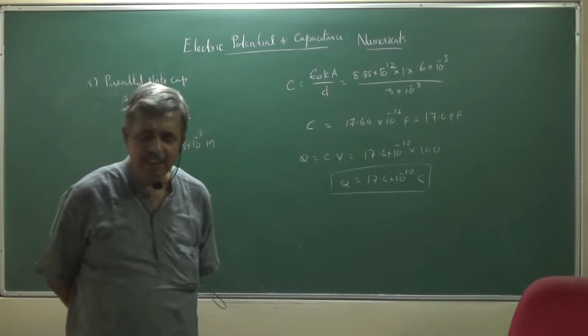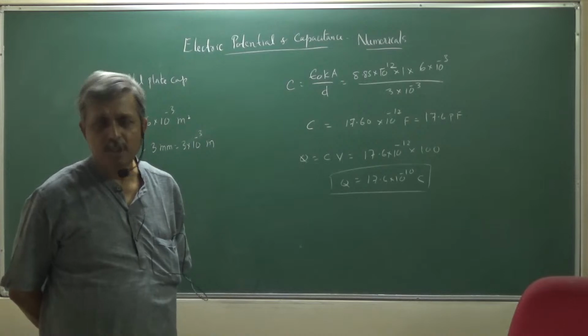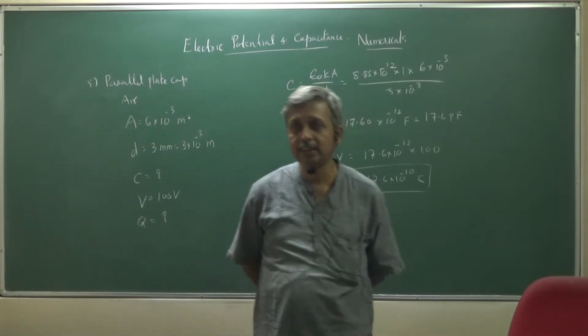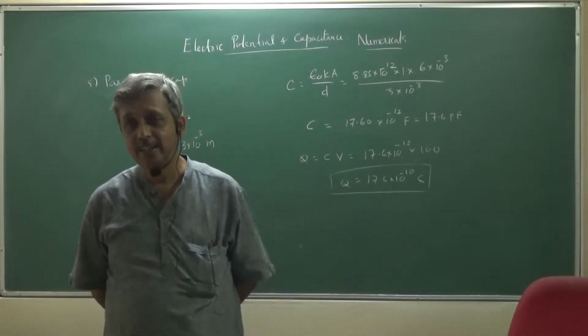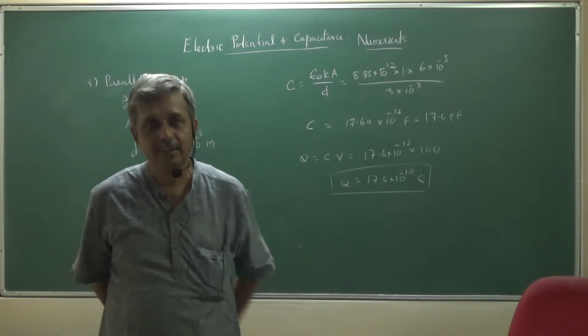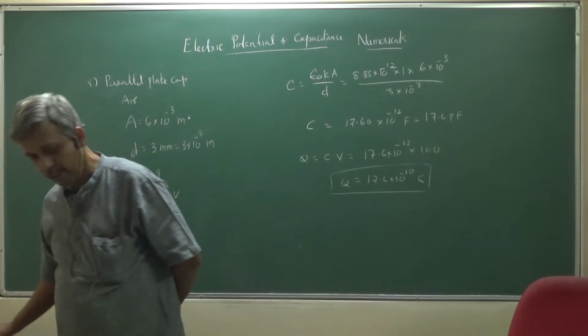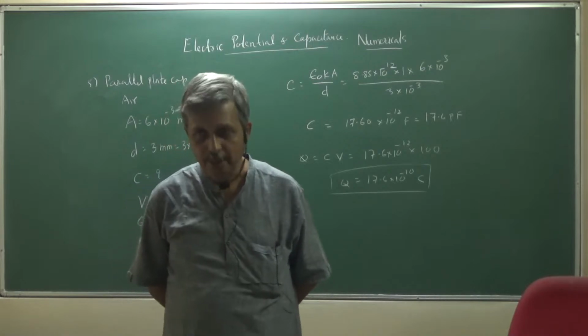In the case of capacitors, you need to remember only one formula: Q is equal to CV, and you need to know the parallel and series combinations, which you know anyway from resistance. This is the inverse sum. If you know this much, you can solve most of the problems in capacitance. So I will end it at this point. Thank you.